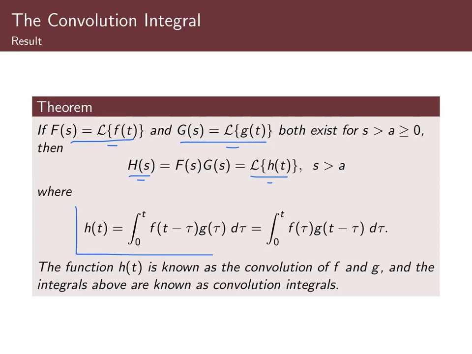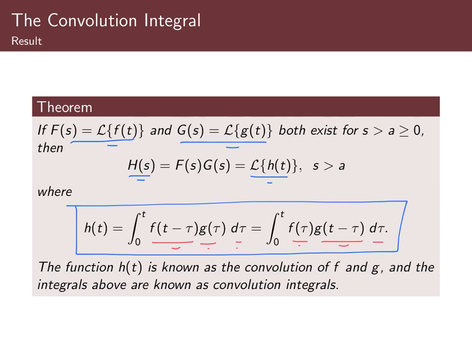of this integral here. Either you can look at the first integral, which is the integral from 0 to t of f of t minus tau times g of tau d tau, or the other way around, f of tau times g of t minus tau d tau. This function, little h, is known as the convolution of f and g, and the integrals above are known as convolution integrals. This is referred to here as the convolution theorem, one of my favorites.